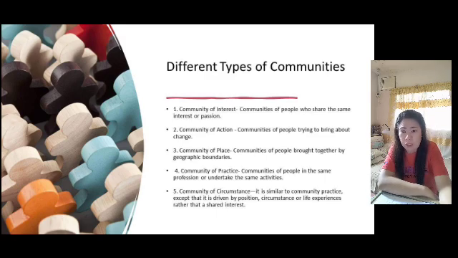Pag sinabi natin community of place, this is the communities of people brought together by geographic boundaries. Diba? Sama-sama sila sa isang lugar.